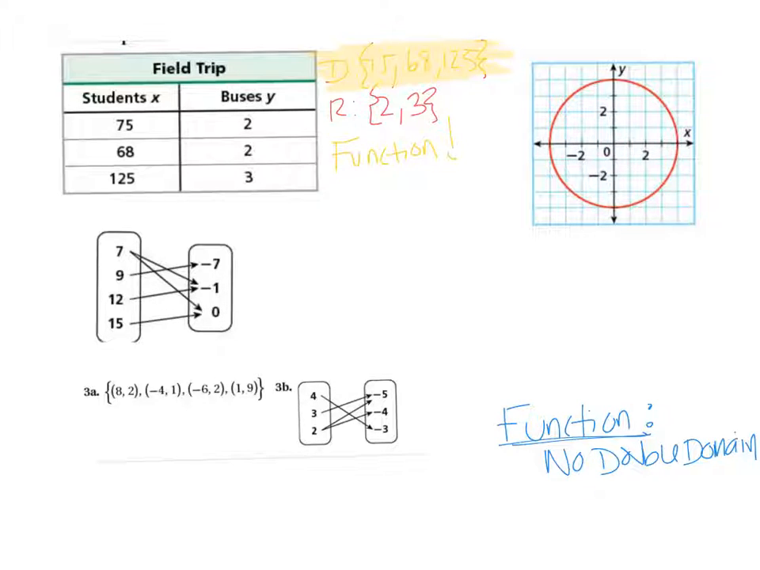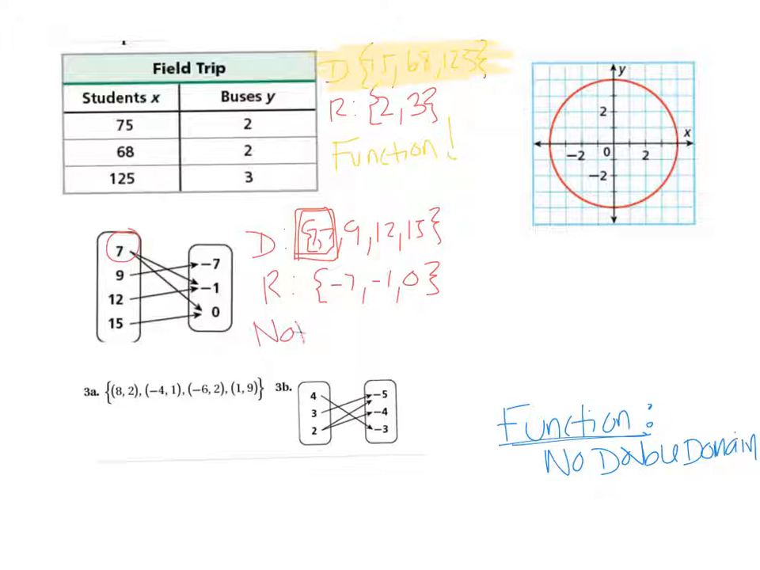Okay, the next one, the map that's provided for us. My domain is 7, 9, 12, 15. My range, sorry, the 7 is twice: 7, 7, 9, 12, 15. Make sure you see that. The 7 is going twice there. And my range is -7, -1, 0. So this one, there was a double in the domain. And we only care about the domain when determining if it's a function. And so this is not a function because of that double.